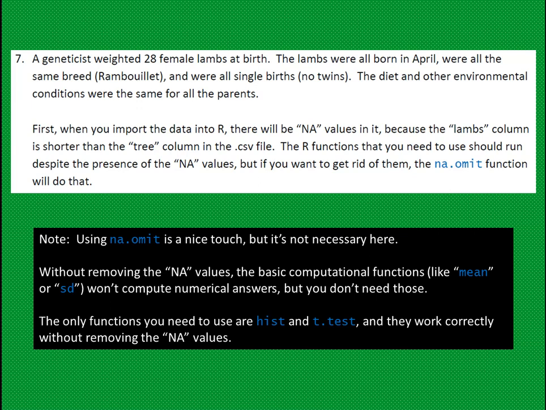So if you want to get the NA values out of there, you can. NA.omit will do it, and that's there on the lab instruction sheet. You don't have to do that here. If you needed something like the mean of lambs or the standard deviation of lambs, then you would need it, because those functions won't compute with the NA values as part of that vector. But in order to get a histogram or in order to run the t.test function, it doesn't matter. If they're in there or if they're not in there, you're going to get the same thing. So NA.omit will clean up that sample data a little bit for you, but you don't have to do it here.